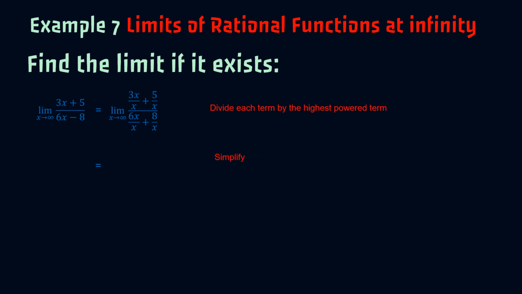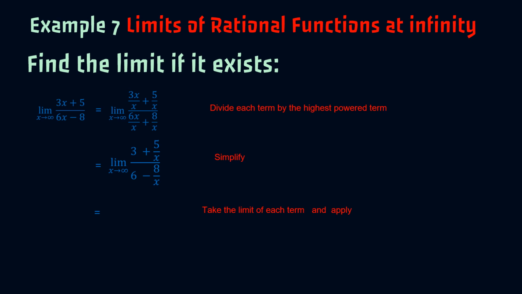And simplifying, this equals the limit when x gets close to infinity of 3x divided by x, which is 3, the x is cancelled, plus 5 over x, nothing to cancel, so I leave it like that, over 6x divided by x, the x cancels, so we get 6, minus 8 over x, nothing that I can simplify.